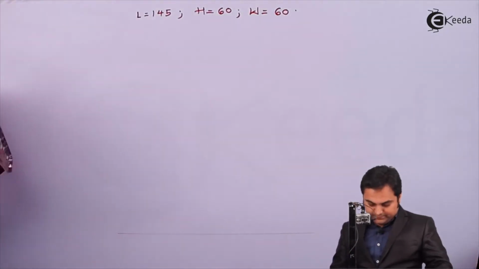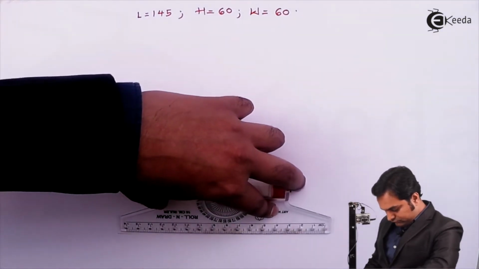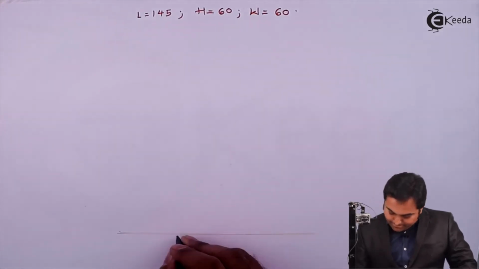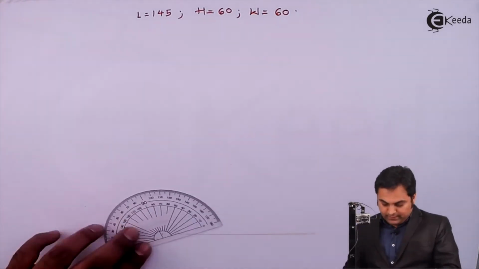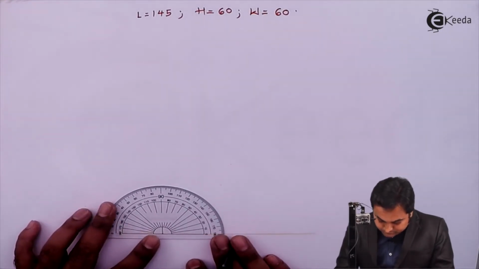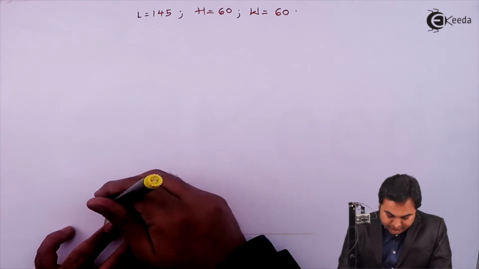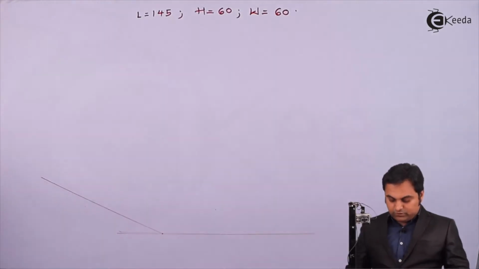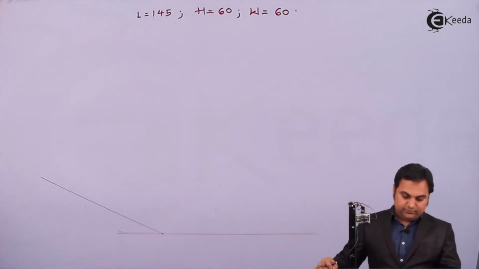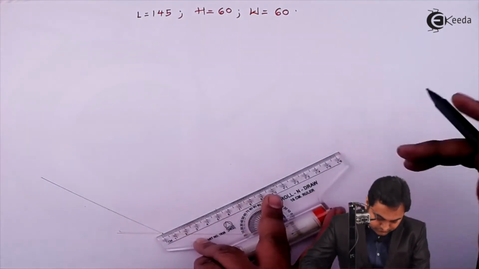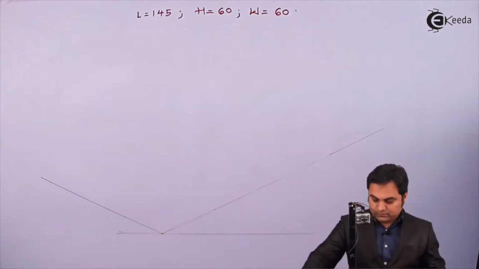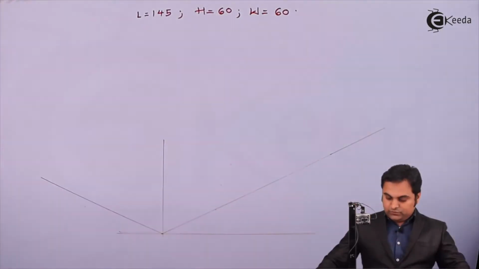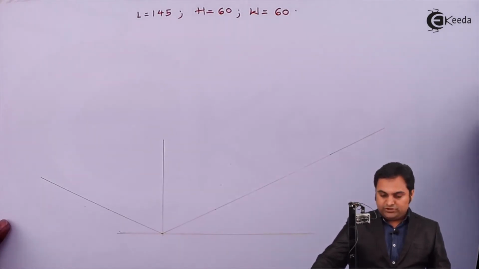Drawing a light horizontal line. Next, through this, I am selecting a point, and from this point I am taking angle 30 degree on both sides, drawing a light inclined line. Similarly from the other side. Next, here I am drawing a light vertical line. So this point becomes the origin.